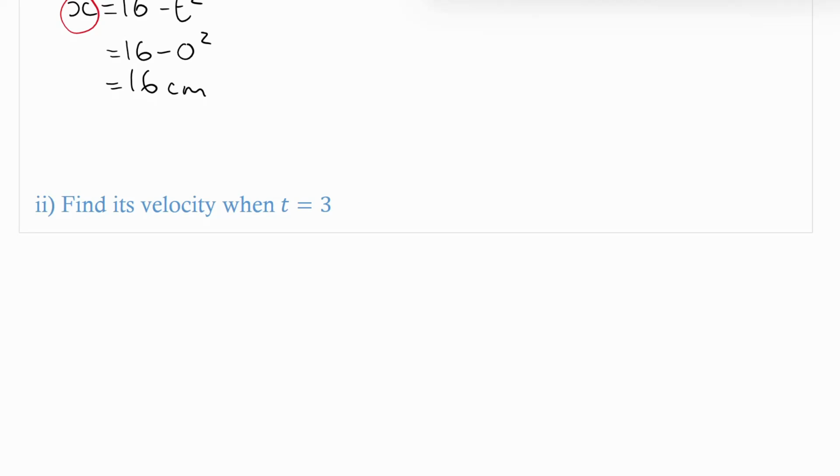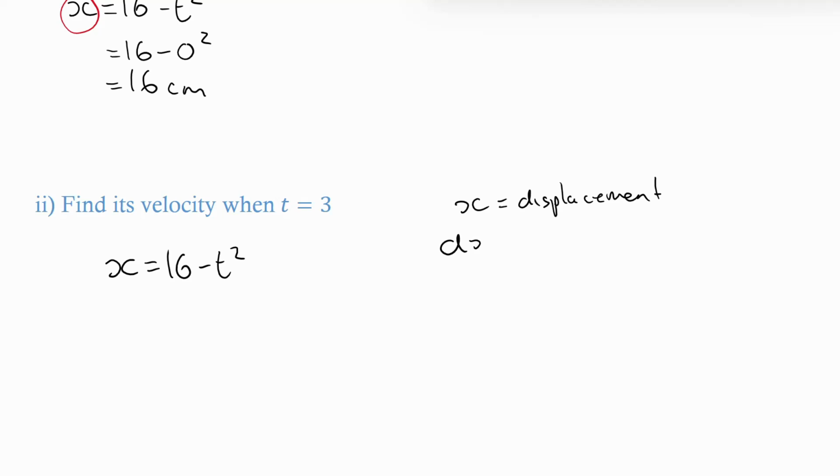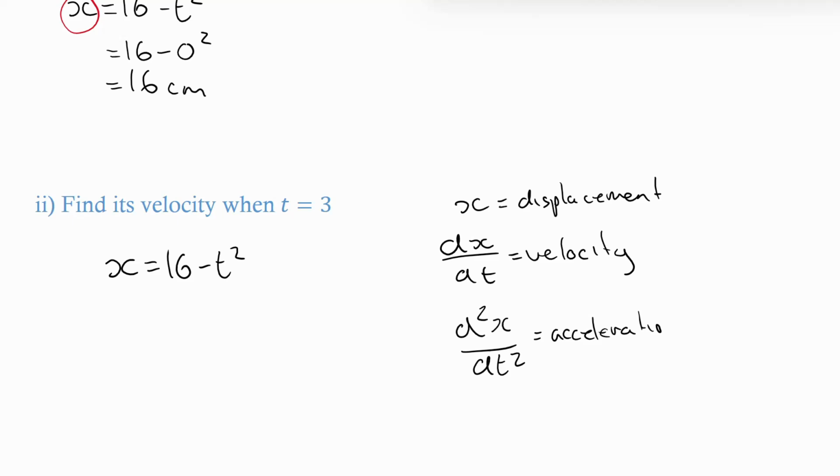The next one is find its velocity when t equals 3. So I want to write this out again. I want to differentiate this because we want to deal with velocity. I know that if x equals displacement, dx over dt equals velocity, and d squared x over dt squared is acceleration. What that means is this just involves a second differentiation. You're differentiating the already differentiated function to get acceleration.